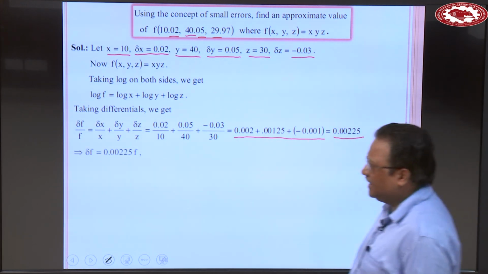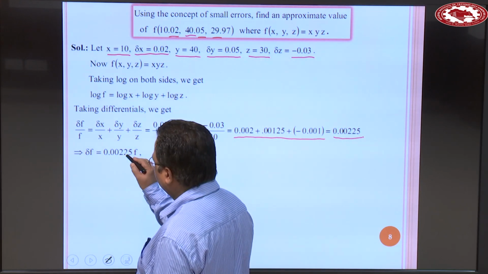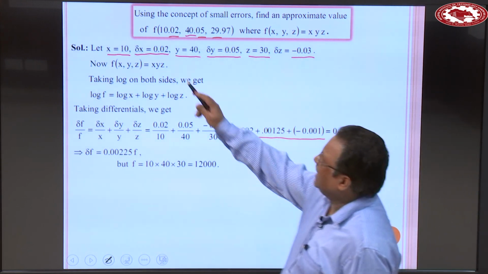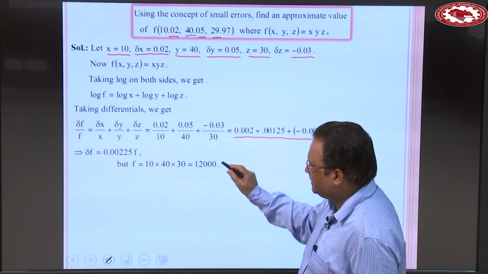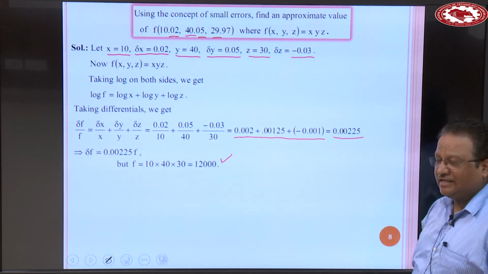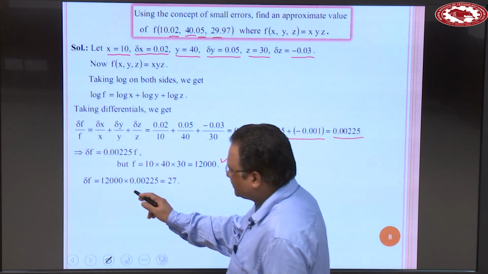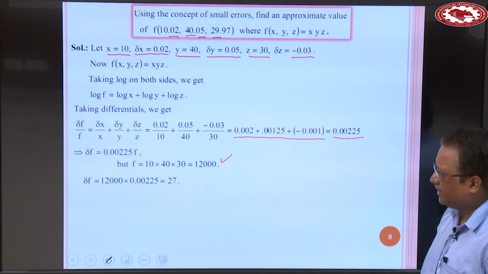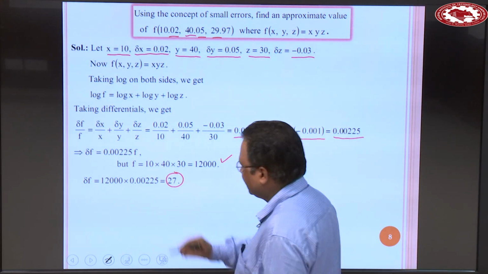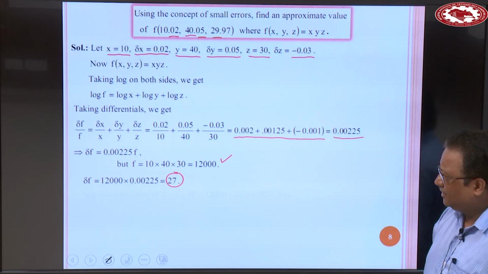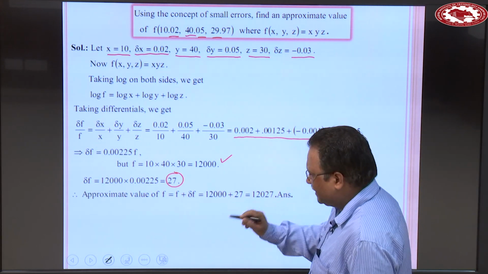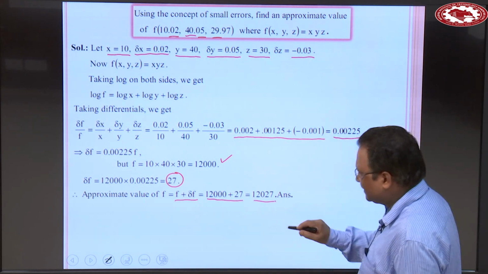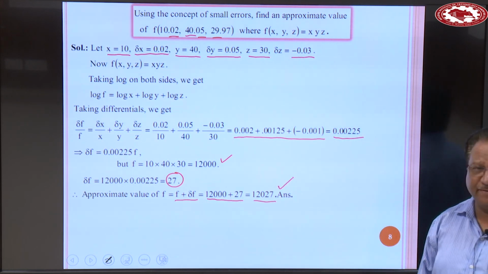Then what is delta f? Delta f is 0.00225 f. But what is f? f is x, y, z, meaning 10, 40, 30, which is 12,000. So delta f is 12,000 into 0.00225, and when you multiply, we obtain 27. The approximate value of f is f plus delta f, meaning 12,000 plus 27, so 12,027. This is the approximate value of this function.